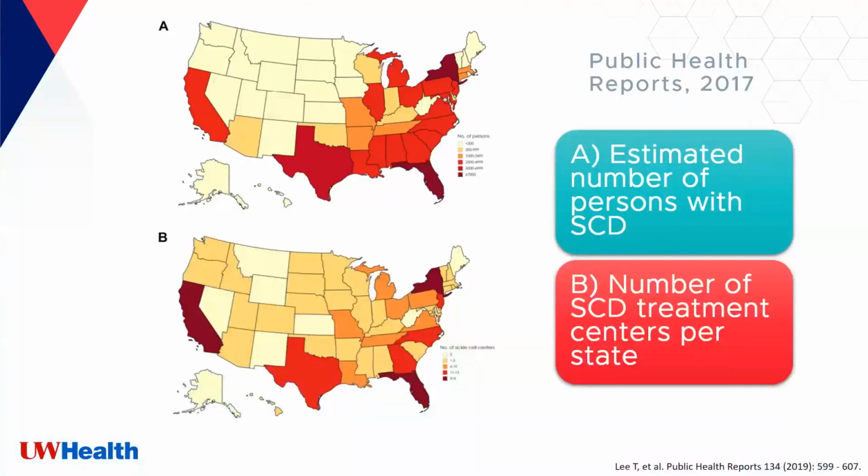And so when we think disparities, this graphic here really highlights the difference between the number of estimated persons with sickle cell disease in the US versus the number of sickle cell disease treatment centers per state. You'll notice in the northeastern region, there are significantly more patients needing care than what we can provide given the state of our sickle cell disease treatment centers.